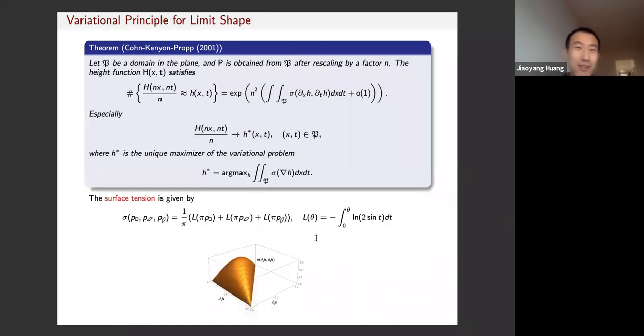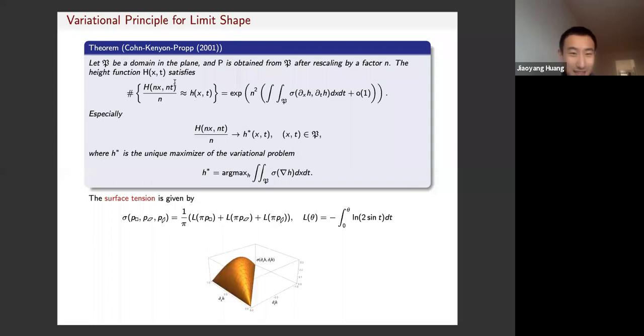The first theorem I will explain is this theorem obtained by Cohn, Kenyon, and Propp about 20 years ago. Their results give a large deviation result for the lozenge tiling. For any domain P in the plane, we rescale it by a factor n. Because here we use the lozenge, each side is of length 1. You can equivalently think of it as making the lattice smaller, of size 1 over n. Then you get this height function for the random lozenge tiling.